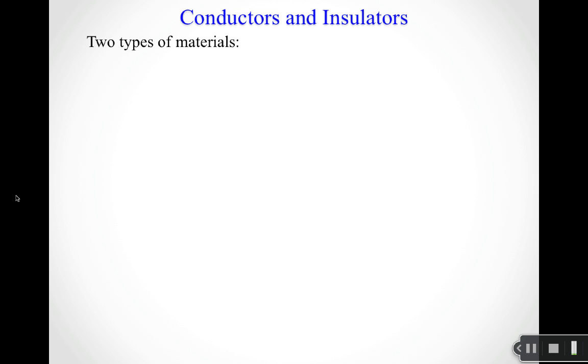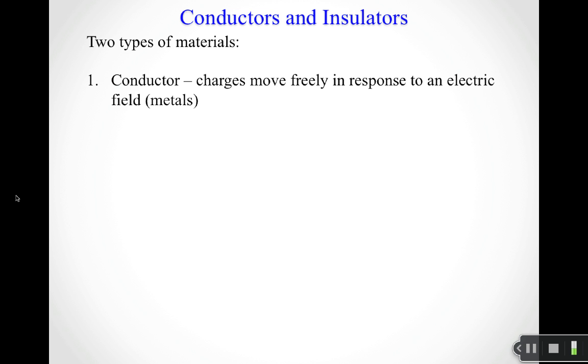So up till now, basically everything we focused on has been dealing with point charges. So, sort of infinitesimally tiny particles of charge. But of course, that's not how we interact with charge on a day-to-day basis. Instead, what we end up dealing with is two different types of materials.